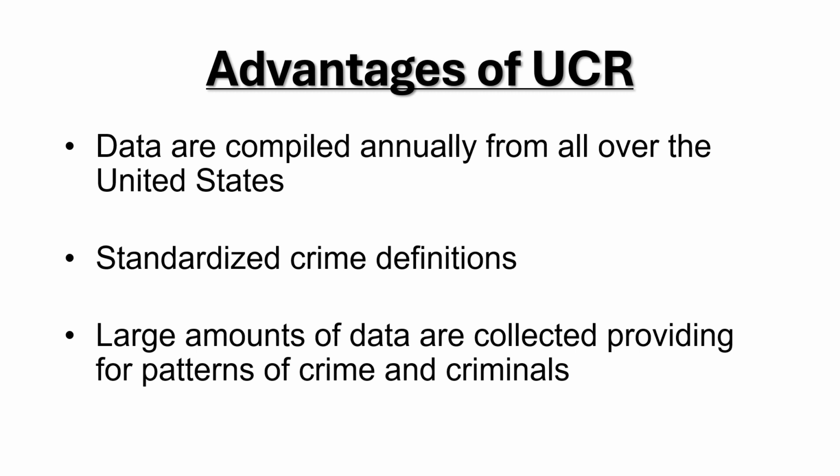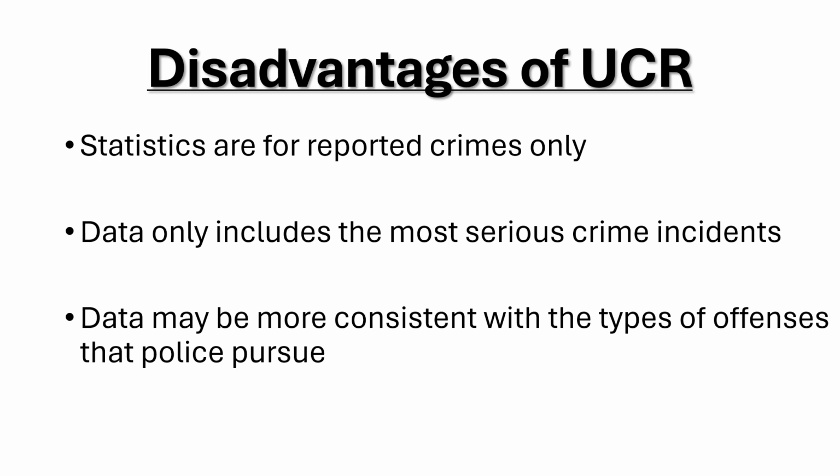And large amounts of data are collected, providing for patterns of crime and criminals through the UCR. There are some inherent disadvantages to the UCR. We've talked about the hierarchy rule, which is one of the major disadvantages. But statistics are reported for the crimes only. What that means is in the UCR, we don't get details around the criminal or the victim. We only get information and statistics around the crime itself.